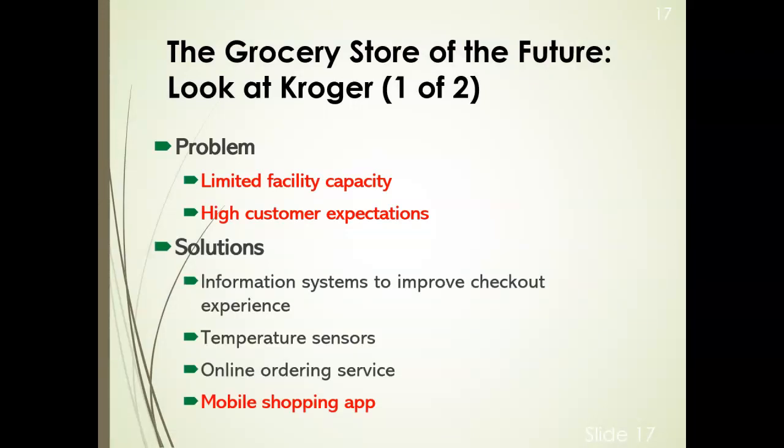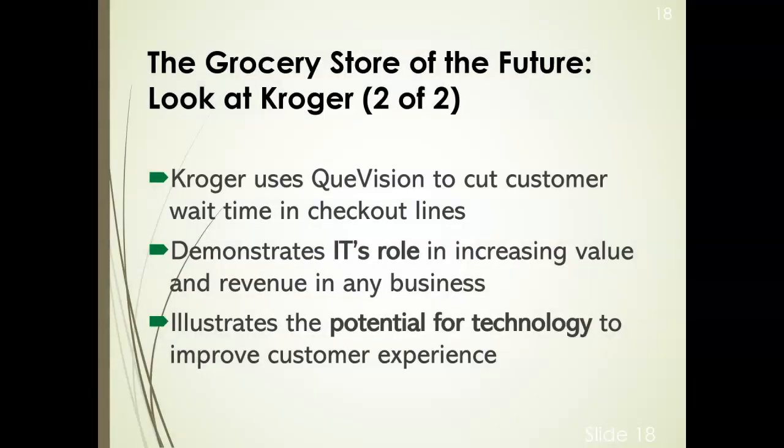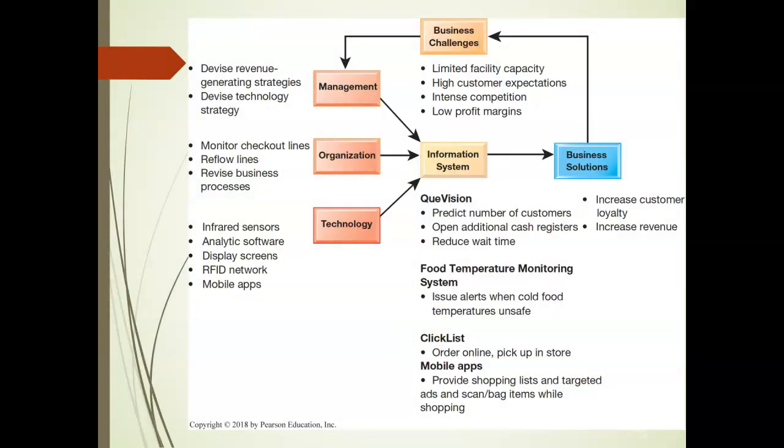So they developed the sensors, QVision, the ClickList, online ordering, the temperature sensors, and the mobile shopping app, which has been downloaded 9 million times. And I suppose it's just an example of a grocery company which is using IT to increase its value and its revenue, and it really shows the potential for technology to improve the customer experience.